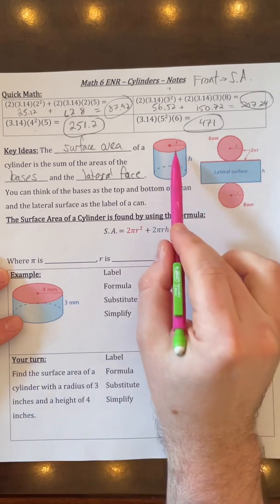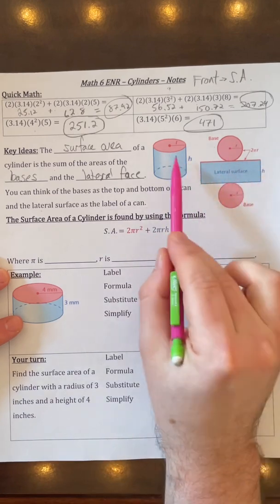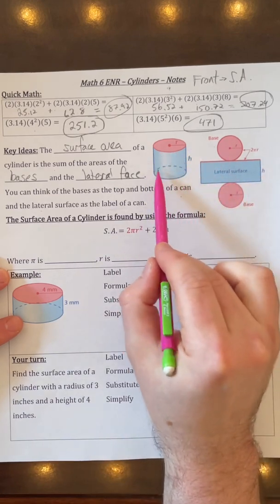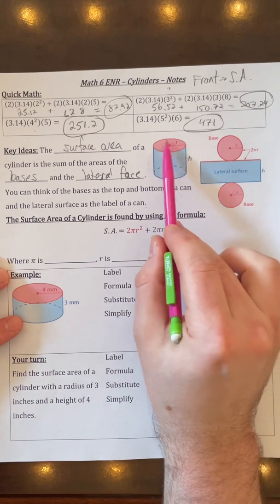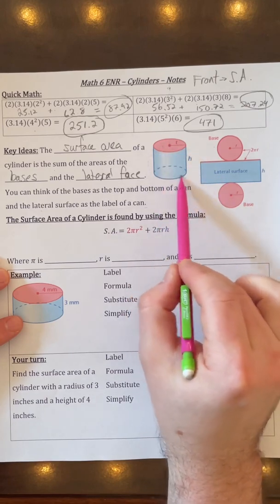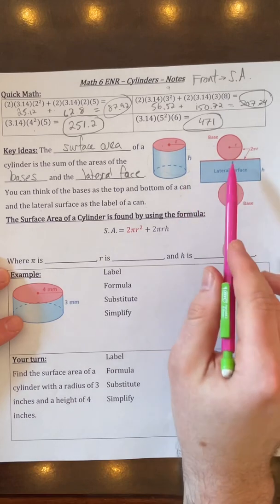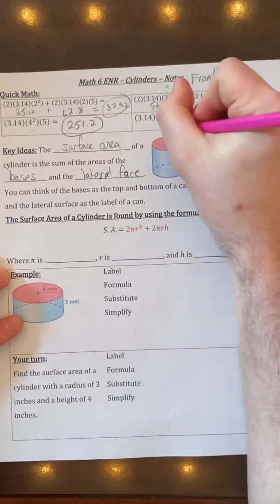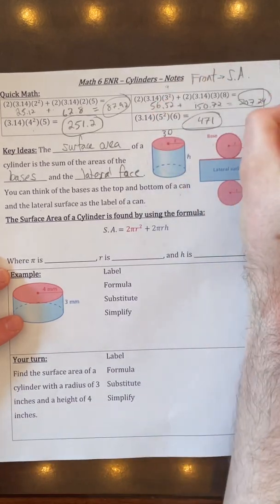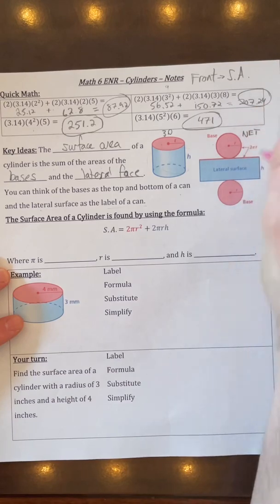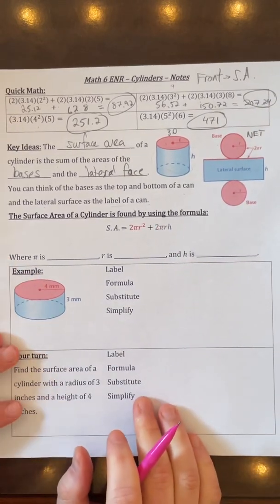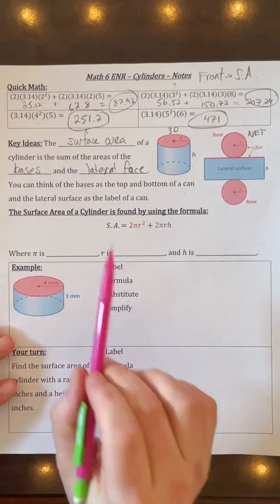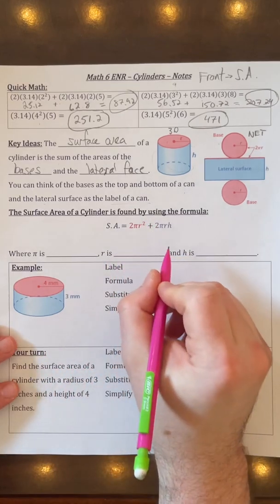So again, it's kind of pictured here. Notice how it's in blue. We're going to say that that is the lateral face, where again you have the bases on the top and on the bottom. Make sure that you're able to see either the 3D picture or the net. So now, when we're talking about the surface area of a cylinder, we're going to use this formula shown below.